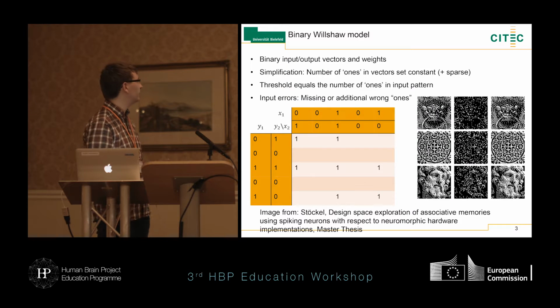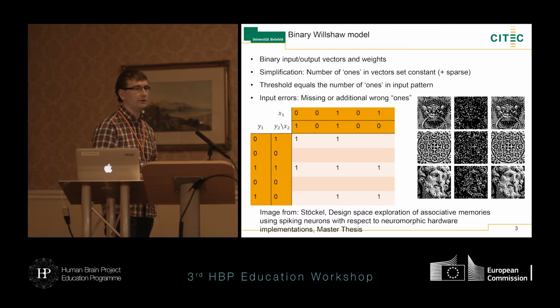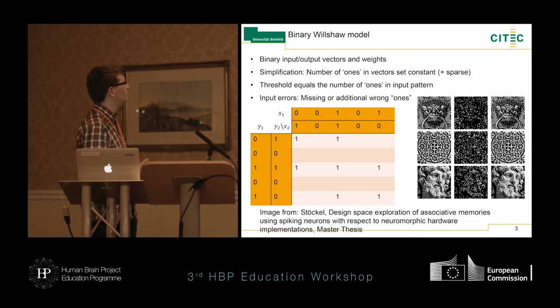If we try to store additional vectors, we would get additional ones which are false, and that is why we need the condition that those vectors are sparse.